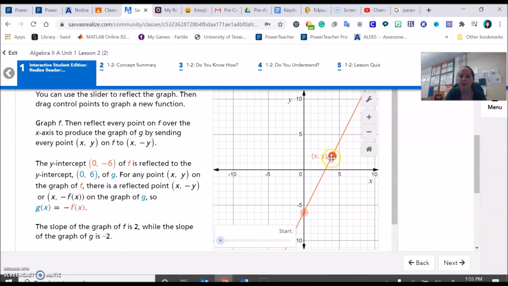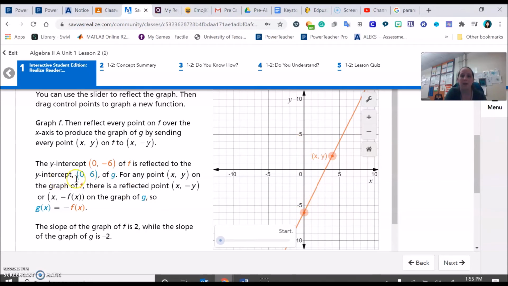So it's here, it's going to end up here. Okay. So the y-intercept (0, -6), right here, of f is reflected to the y-intercept (0, 6). So it was here below the x-axis. If I flip it, it's going to come up here.